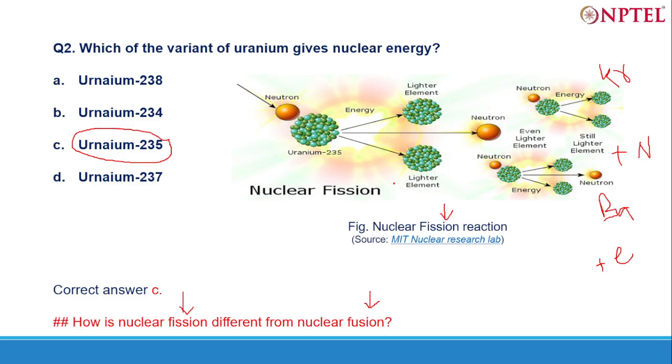We actually have control rods and moderators to control these reactions. But when these reactions are uncontrolled, it takes the form of an atomic bomb.